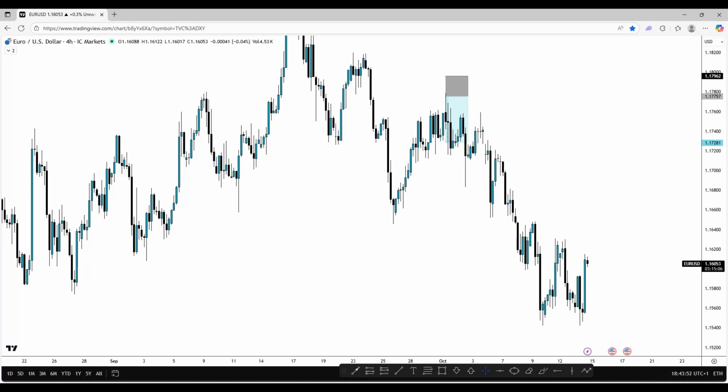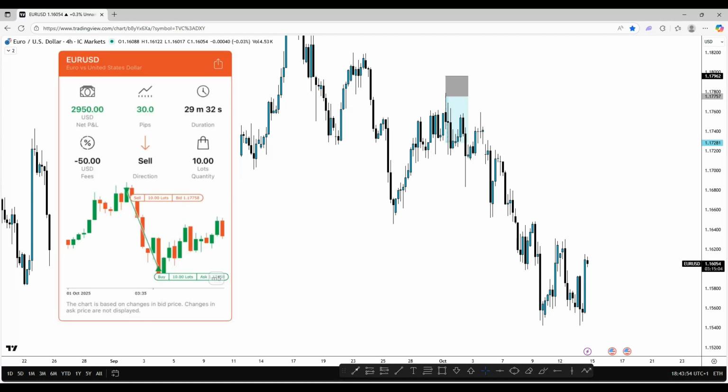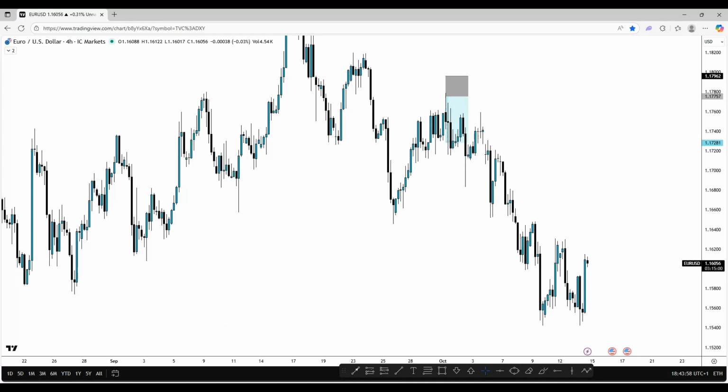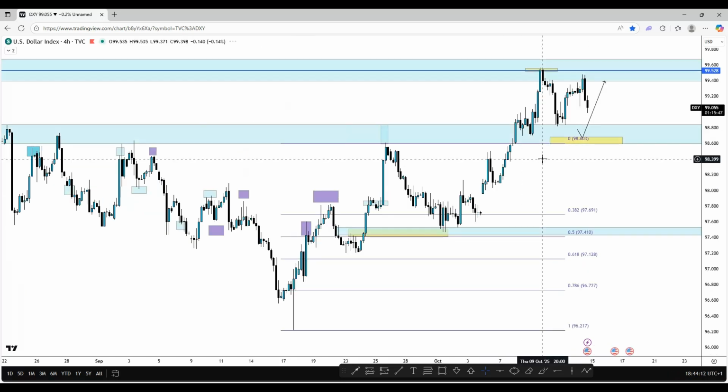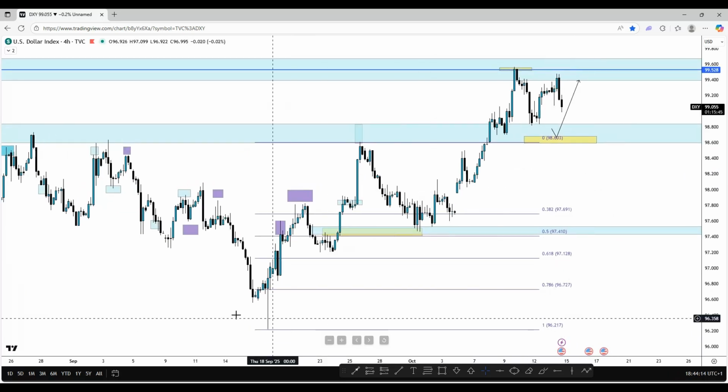This one is going to be a breakdown on Euro US dollar, where I took just under $3,000 from this trade in the market. I was using the Euro US dollar and also the DXY, and all our members took this as well because it was called in the community group where everyone can access our trades. So first of all, let's go on to the DXY and I'll show you the reasoning for why this trade was taken.